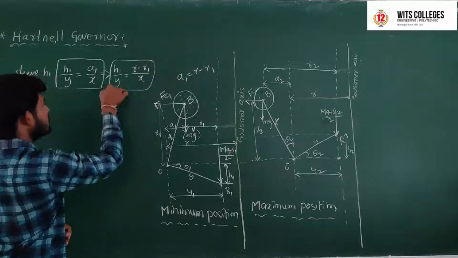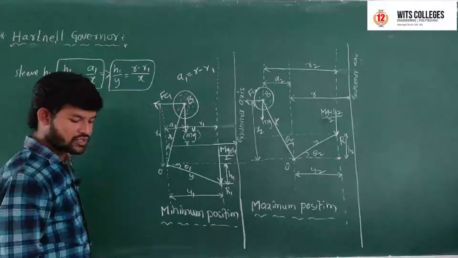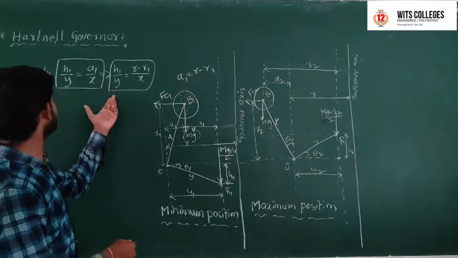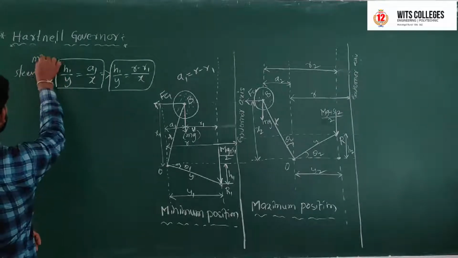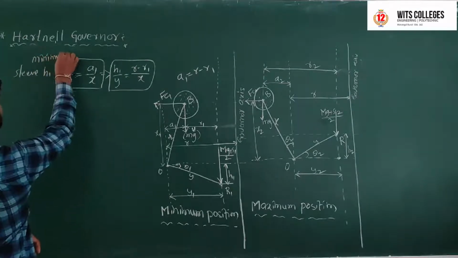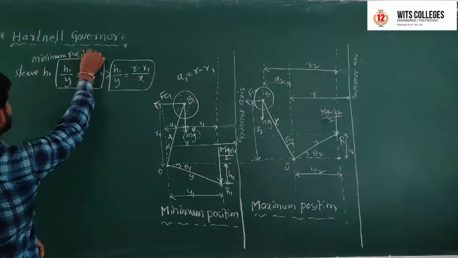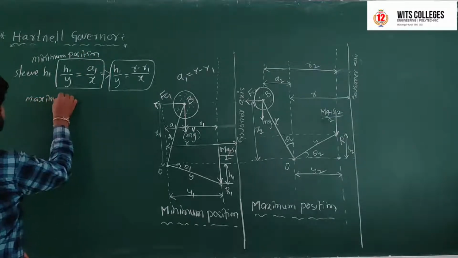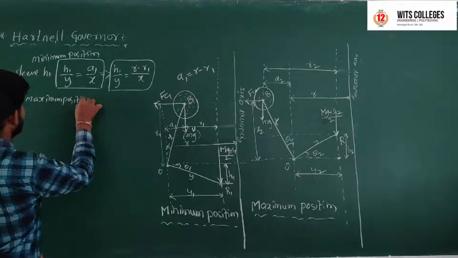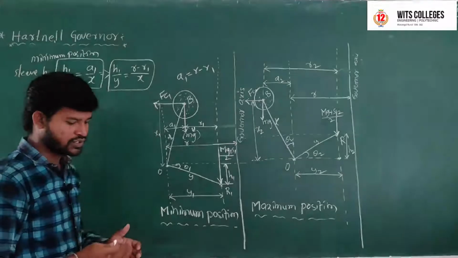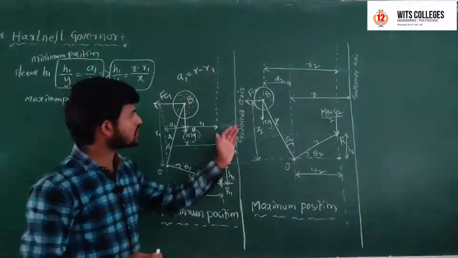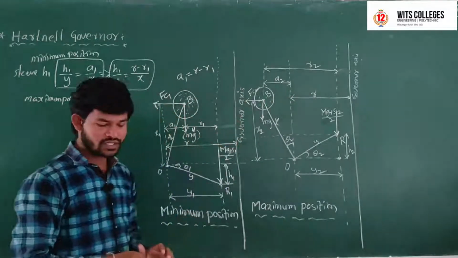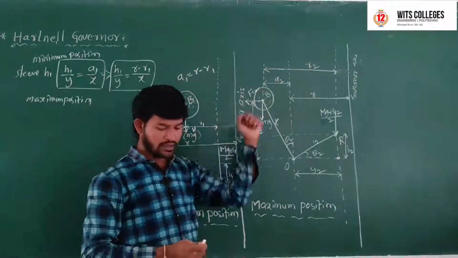Here this is one of the equations. And next, for the maximum position: here we get the minimum position. This is the minimum position. Next, the maximum position. Here we get the maximum position when the radius of rotation changes from r to r2.